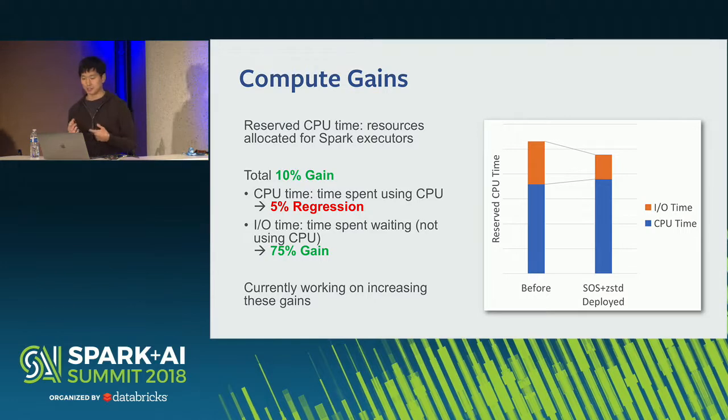And then we can see how these I/O gains translate into compute gains here. So in total, we see a 10% gain in reserve CPU time. And the breakdown shows why this is. And as we suspected, because of the Z-standard compression, we actually see a 5% regression in pure CPU time. But that regression is more than taken care of by the efficiency gain that we get in I/O time, where we see a 75% gain, which matches a total of 10%. So again, we've deployed this for over a month. Things run stably. We're still currently working on increasing the gains that we see in production.